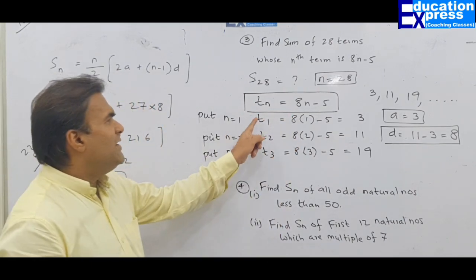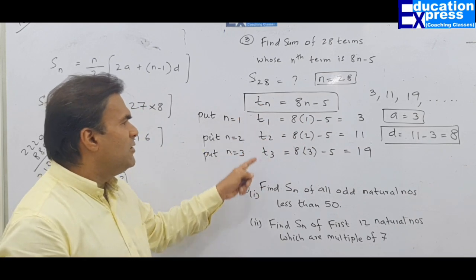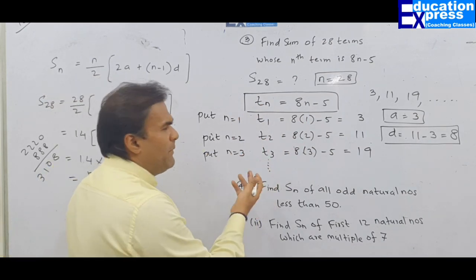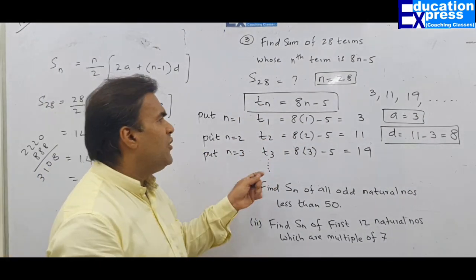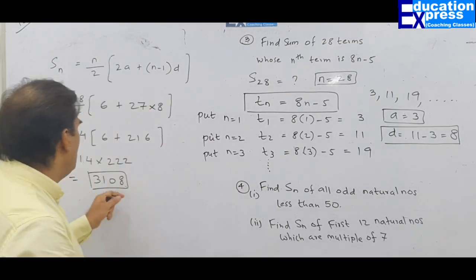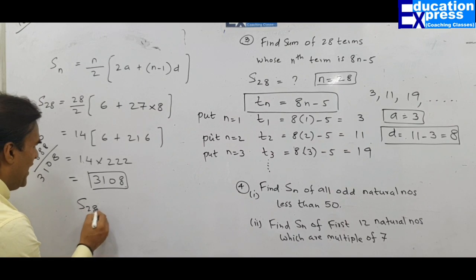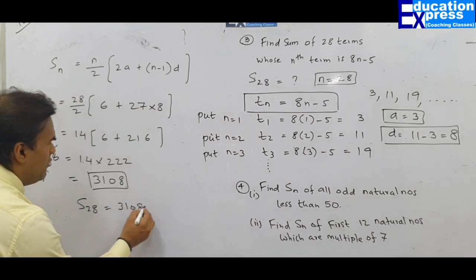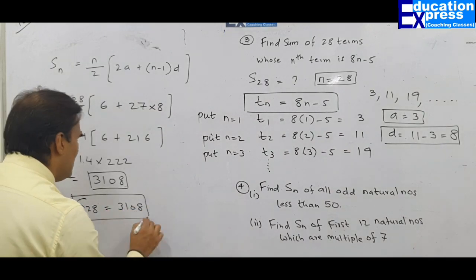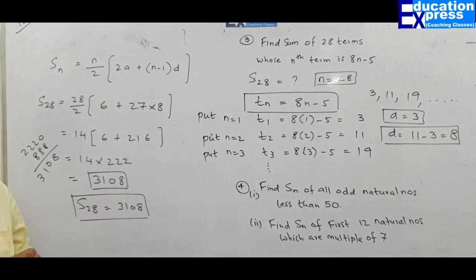If you put n as 1, you get the first term, the second term, the third term, and if you want to find many more terms, you can do so at your own choice. So you got the answer to this question. That means S28 will be 3108. That's the answer. Let us move on to the next question.